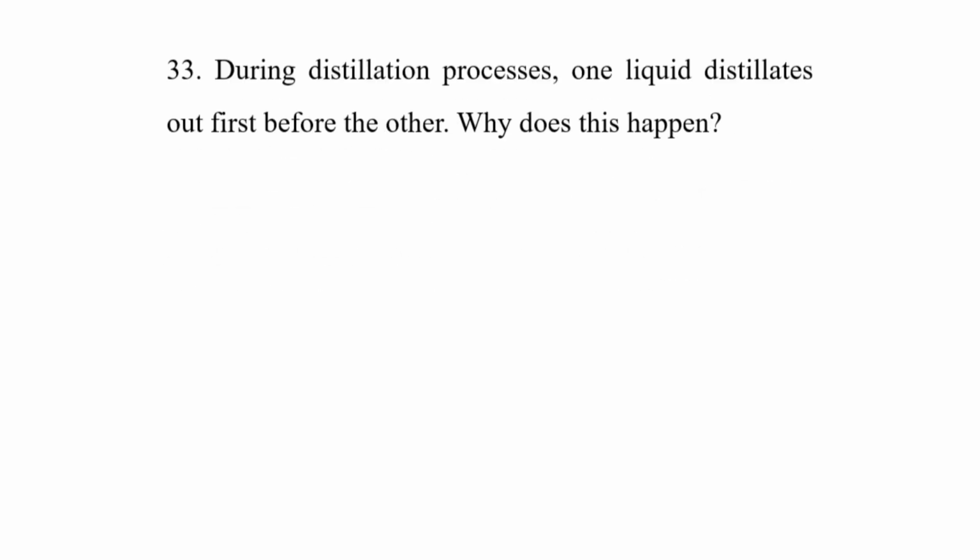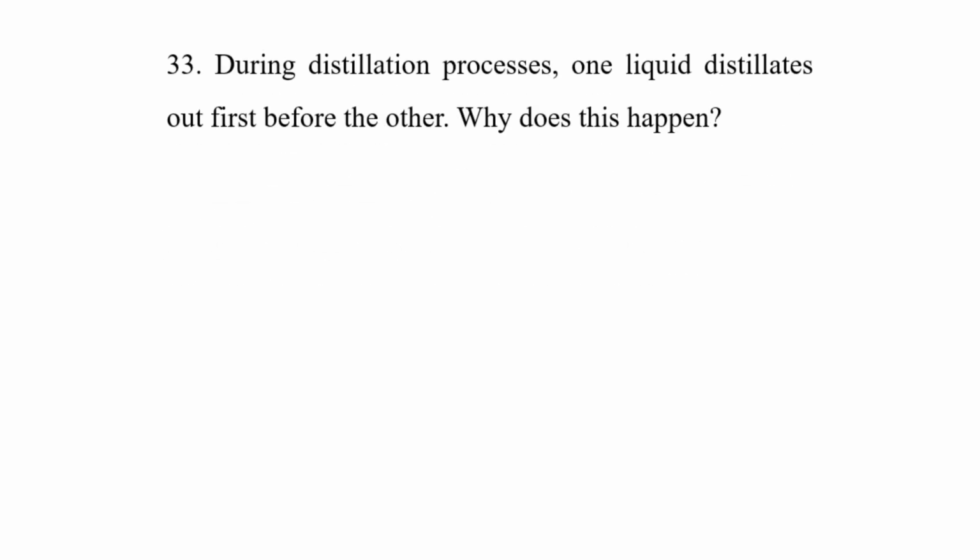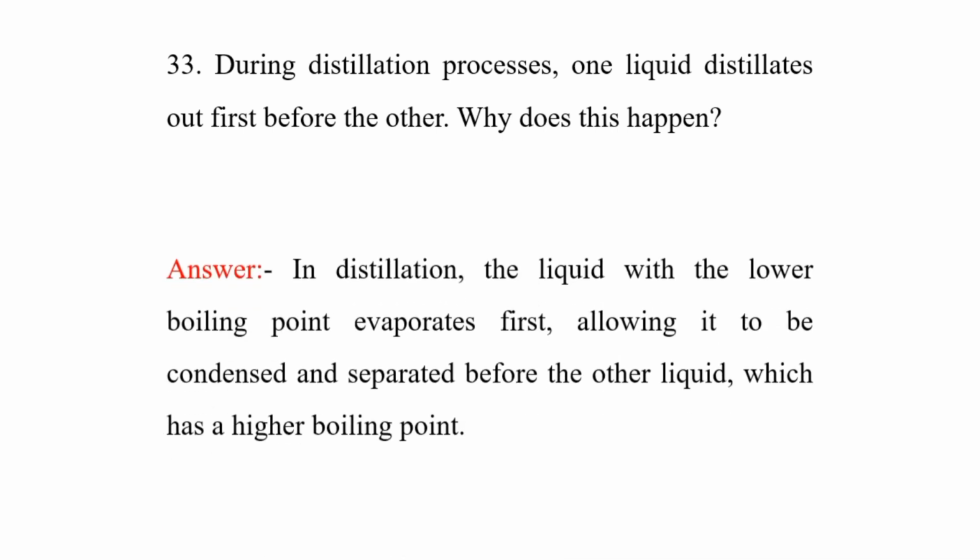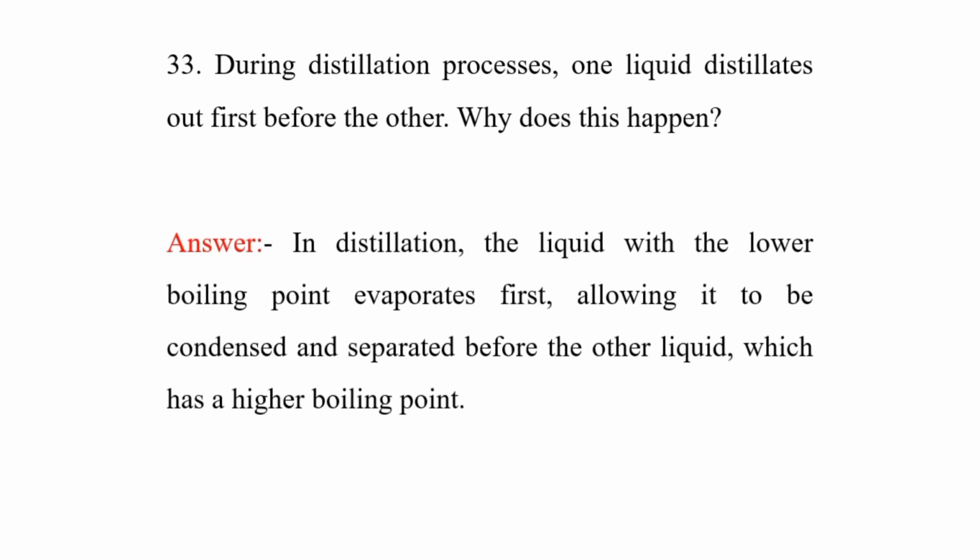Question number 33. During distillation process, one liquid distillates out first before the other. Why does this happen? The answer is, in distillation, the liquid with the lower boiling point evaporates first, allowing it to be condensed and separated before the other liquid, which has a higher boiling point.